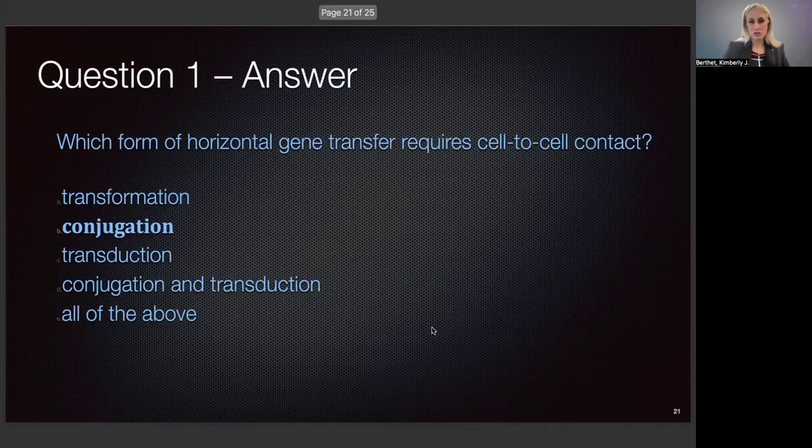The answer to question 1, which form of horizontal gene transfer requires cell-to-cell contact, is only going to be conjugation itself. Conjugation is where the sex pilus extends between the two cells from the F plus cell to the recipient cell, and we send genetic information through that sex pilus, which is what we know as horizontal gene transfer.